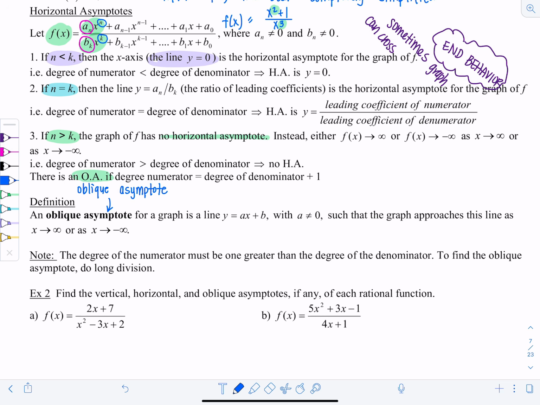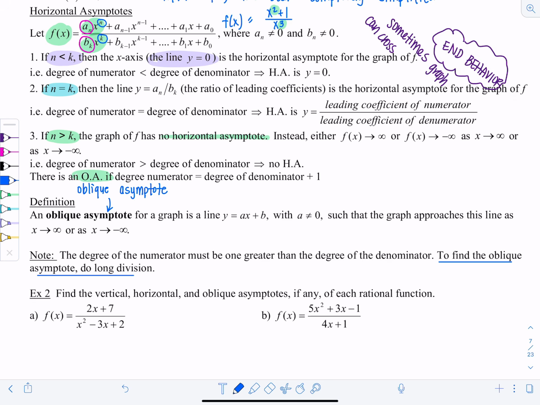to find the equation of the oblique asymptote, you have to do polynomial long division. If you forgot how to do it, I will link a video right here in the upper corner explaining how to do polynomial long division. You can't do synthetic division to find the equation of oblique asymptotes. I'm sorry. It won't always work out properly.